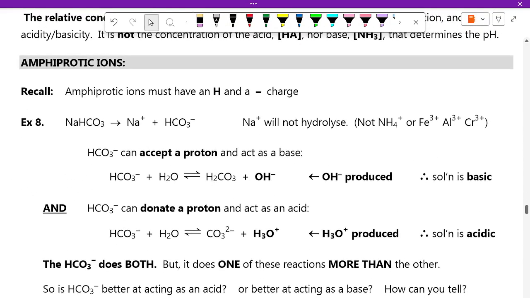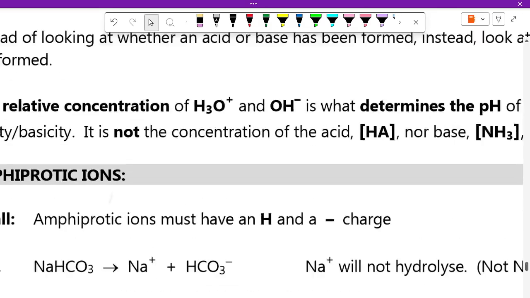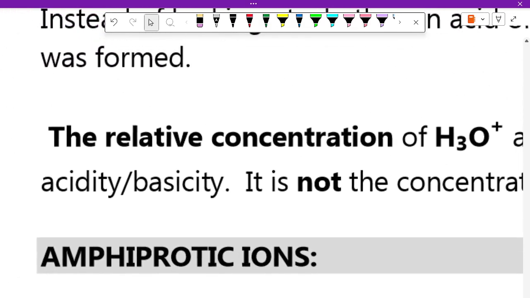Amphiprotic ions. Amphiprotic ions, how do you recognize them? Do you remember? They have a removable H. Yep.